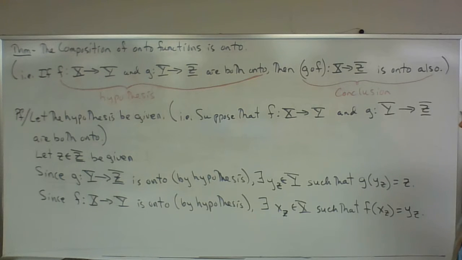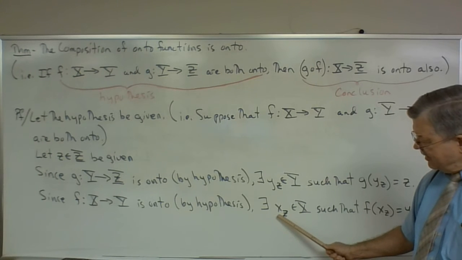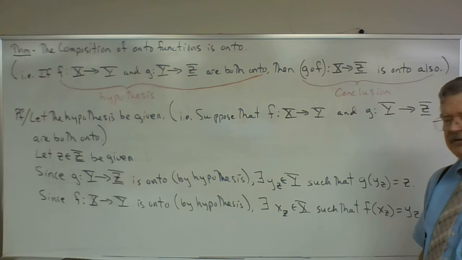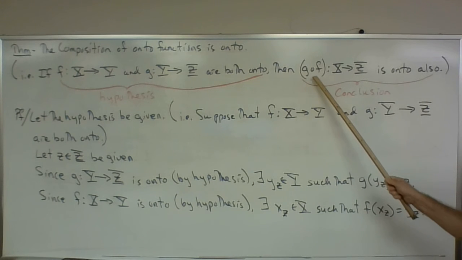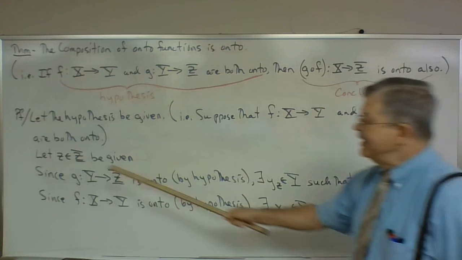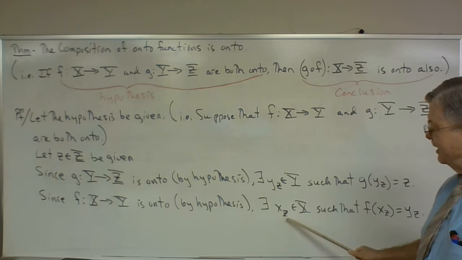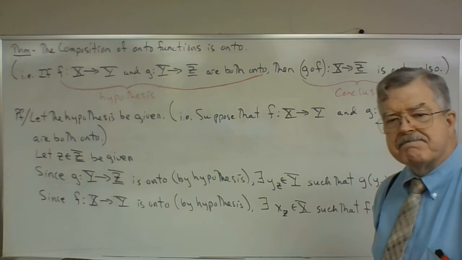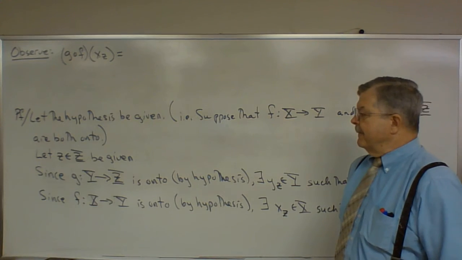Now all we have to do is show that the function g composed with f evaluated at this element will give us little z in set Z. Or to say it differently, we have to show that g composed with f assigns the element little z in set Z to this element x sub z in set X. On your mark, get set, go.